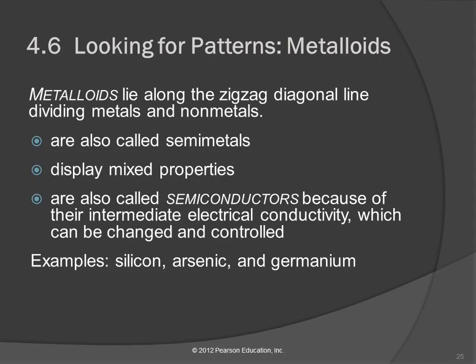So the metalloids are sometimes called semi-metals or semiconductors. You've probably heard of semiconductors. We live not that far from the Silicon Valley. Silicon is a semiconductor, and it's very important in computer technology. Semiconductors are really, really useful because they have these intermediate properties. So they have intermediate electrical conductivity, and that conductivity can be changed and controlled, and that's why they're useful in computer chips. So probably the most familiar examples are silicon and germanium. Arsenic is another one, and those guys are right on that stair-step line.